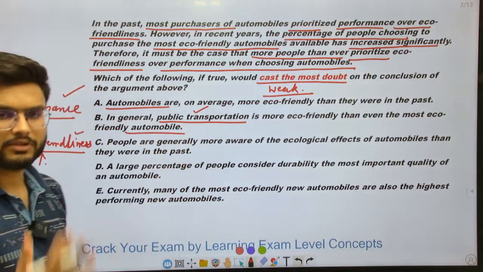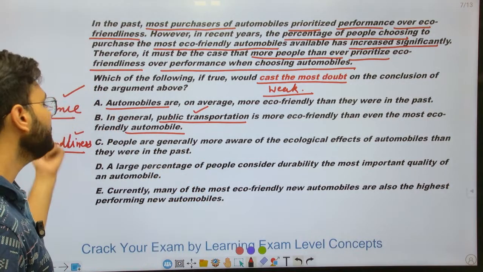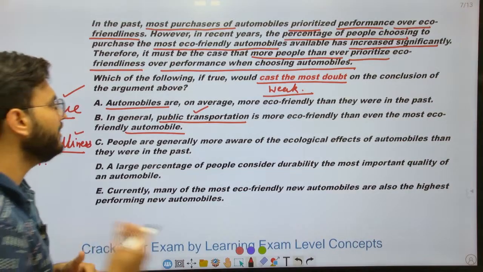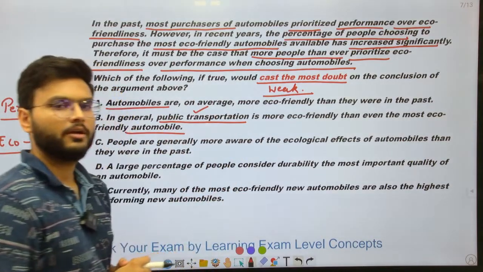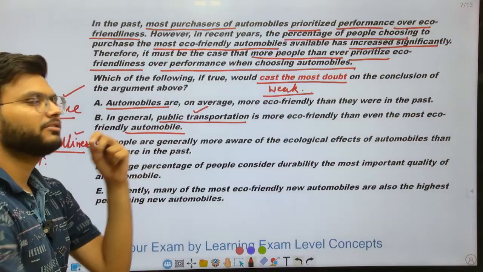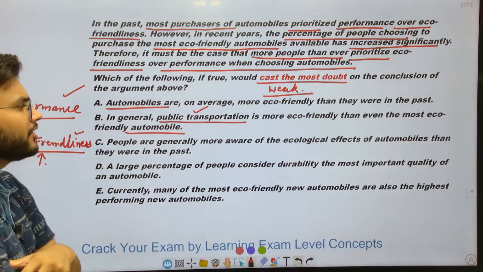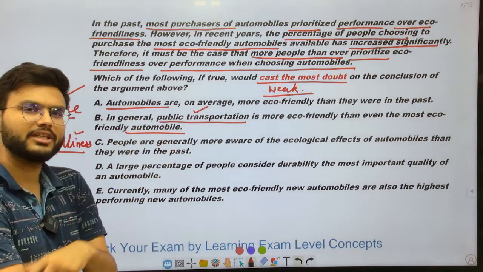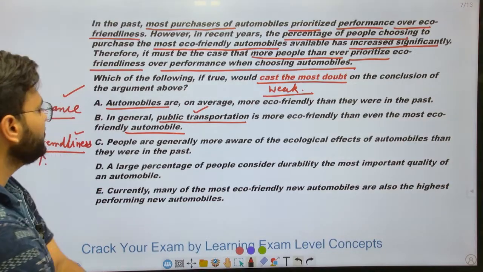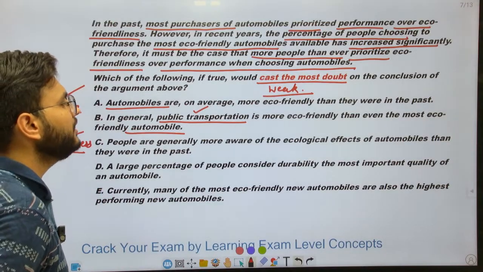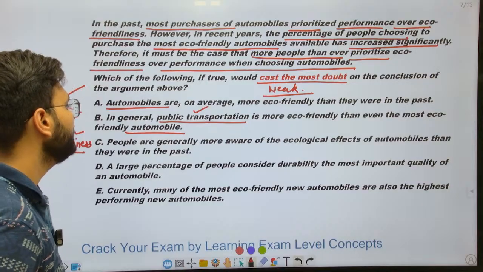I was comparing the performance and eco-friendliness factors. How can I introduce a new transportation method which is public transportation? It does not weaken the argument. It has no effect on the argument structure as well. Option C. People are generally more aware of the ecological effects of automobiles than they were in the past.